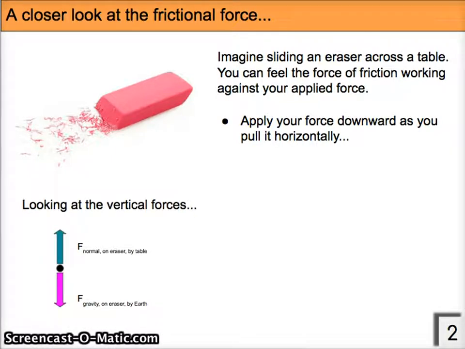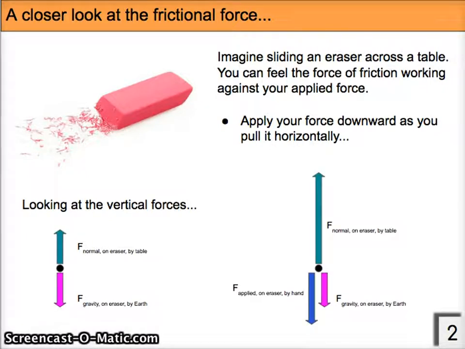If we just look at the vertical forces in the first situation, everything was balanced. Normal equaled the gravitational force. But if we look at the second situation, the gravitational force didn't change. My pink arrow stays the same length. But the downward blue push by the hand causes the normal force to have to increase.